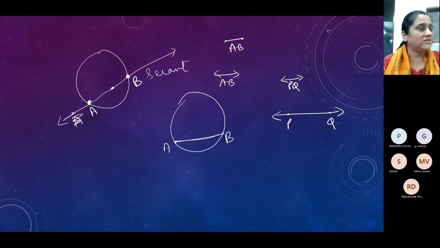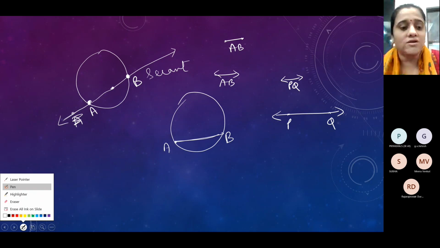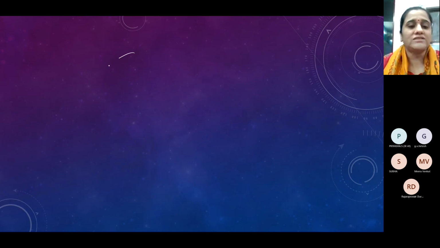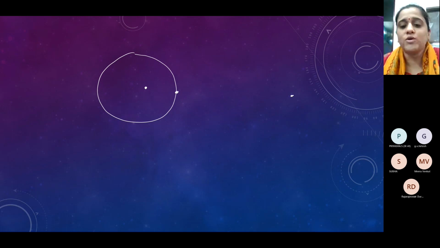So that's about tangent and secant, and you cannot draw any tangent to a circle from a point inside the circle. Now let's take a point. There are three different positions you can take with respect to the circle: you can take a point inside the circle, on the circle, or outside the circle. So these are the three different positions.